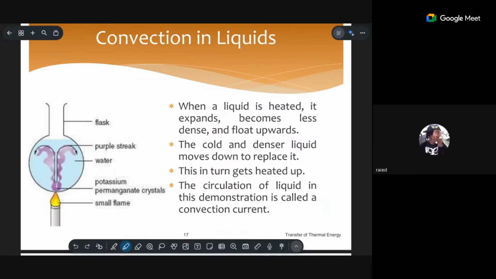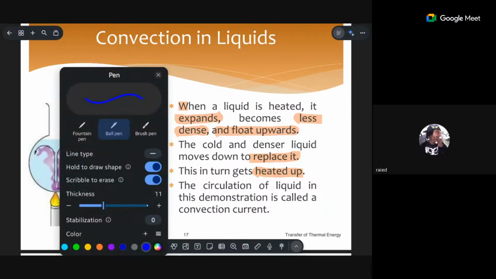When the liquid molecules are heated up, they move apart. They expand and become less dense. This is all very important to know. They float upwards. The cold and dense liquid moves downward to replace it, and this returns to get heated up. In turn, the cold molecules will come down and the hot molecules will go up.